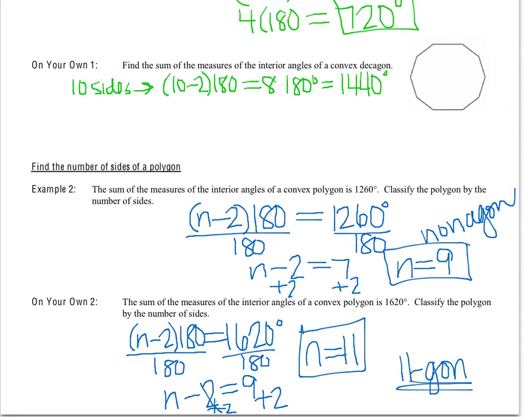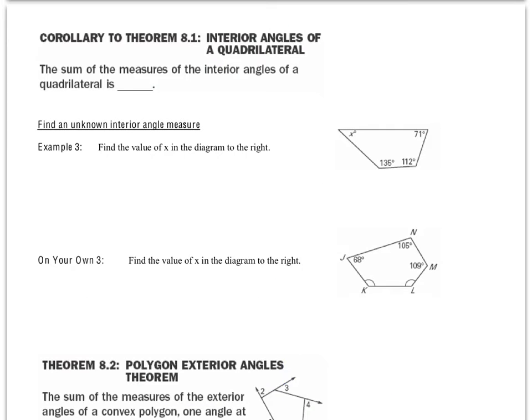All right, let's flip the page over. So here's our corollary to Theorem 8.1, so something we can tell because of Theorem 8.1. The sum of the measures of the interior angles of a quadrilateral is 360 degrees. This is one we just usually memorize. So it says find an unknown interior angle measure.